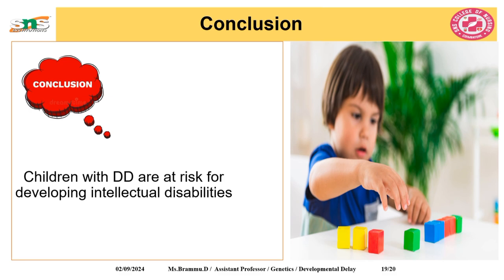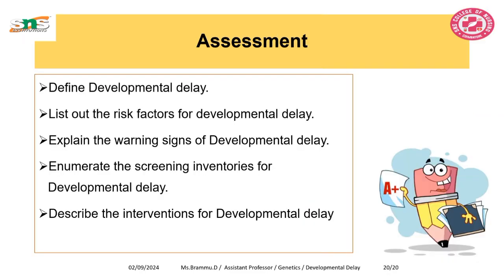By the end of this video, you will be able to define what developmental delay is, list out the possible risk factors for developmental delay and the warning signs, that is the emotional, intellectual, and social warning signs. You will also be able to enumerate the screening inventories for developmental delay, and describe the interventions to be planned for a child with developmental delay.